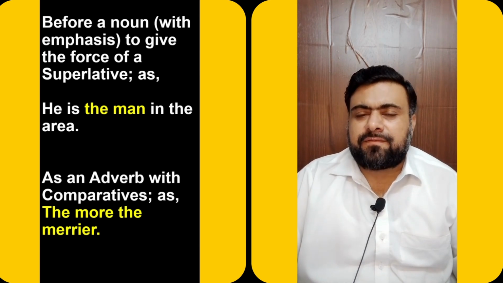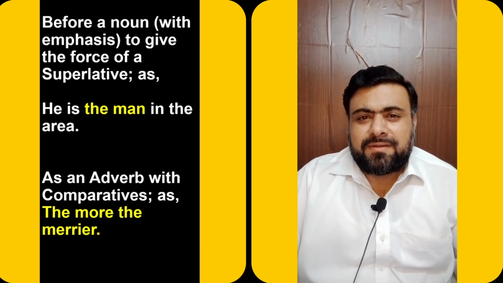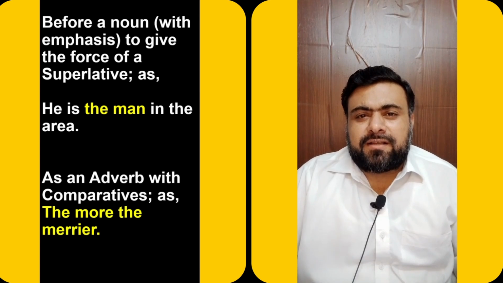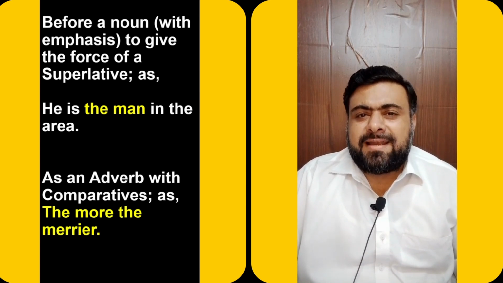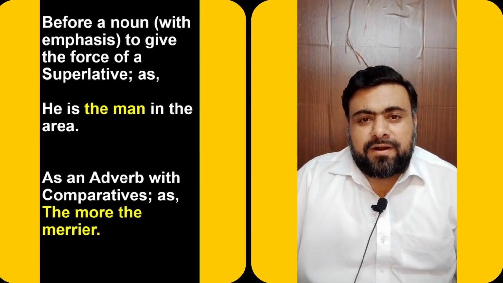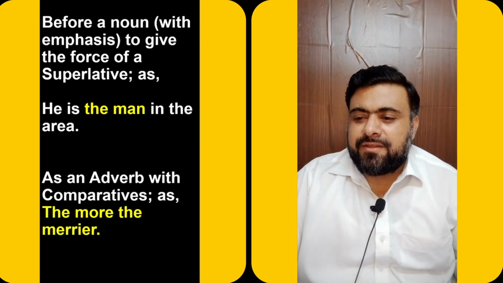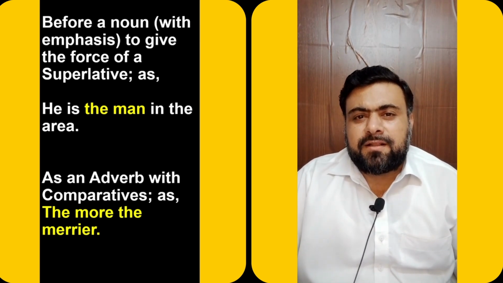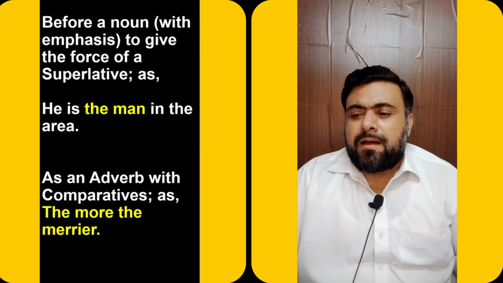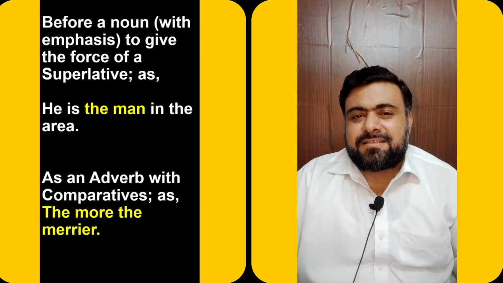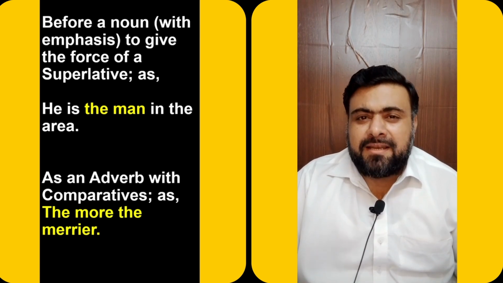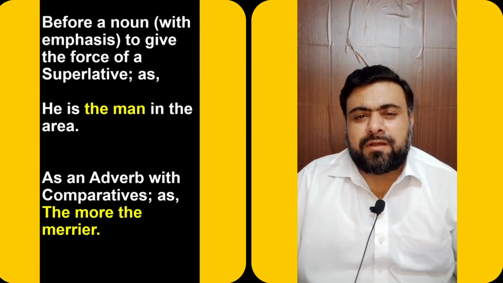Another use of the definite article the is before a noun with emphasis, to give the force of a superlative. Sometimes the definite article the is used before a noun in order to give the impression of a superlative. For example, he is the man in the area. Now, the definite article the has been used with the noun man, but the meaning that this sentence is giving is that he is the manliest man in the area.